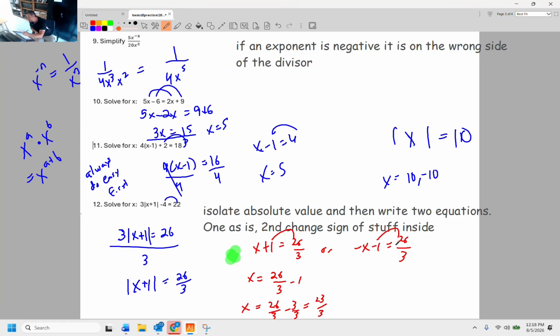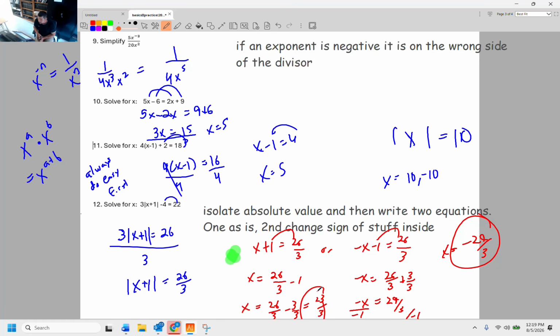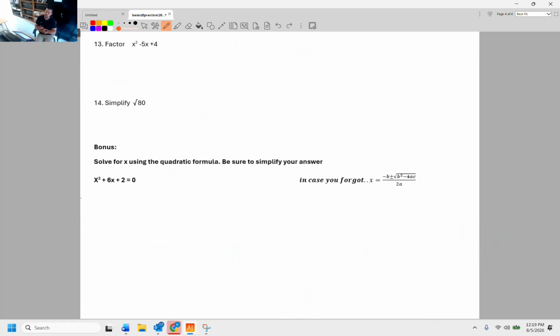Other one, the opposite of subtracting is adding. Negative x equals 26 over 3 plus 3 thirds, because 1 is 3 over 3. And if we add 26 and 3, we get 29. Now, we have to handle this negativity, so we divide both sides by the negative 1, or multiply if you're that person. And we get x is negative 29 thirds. It has two answers. Most absolute value equations have two answers, because you always have to write two equations.